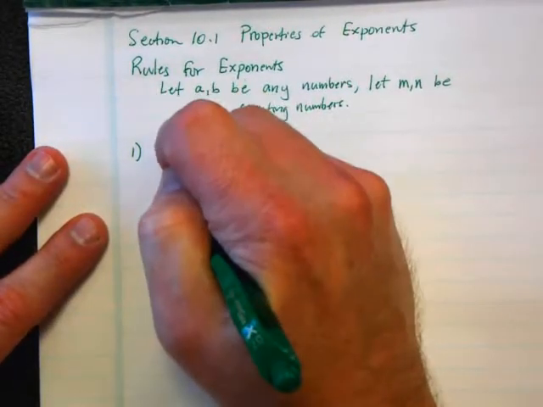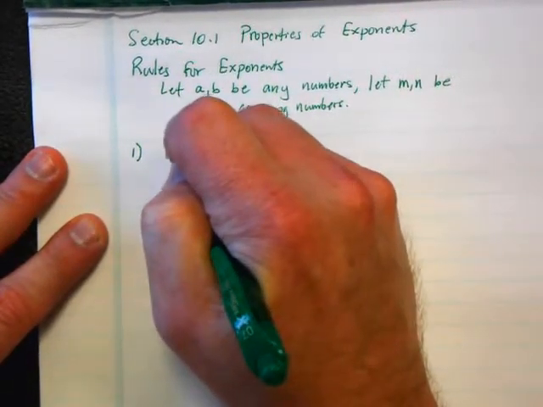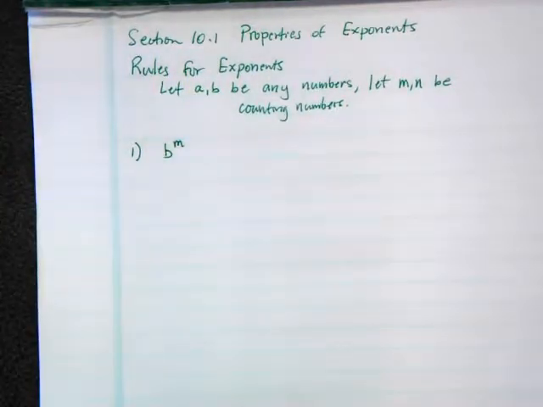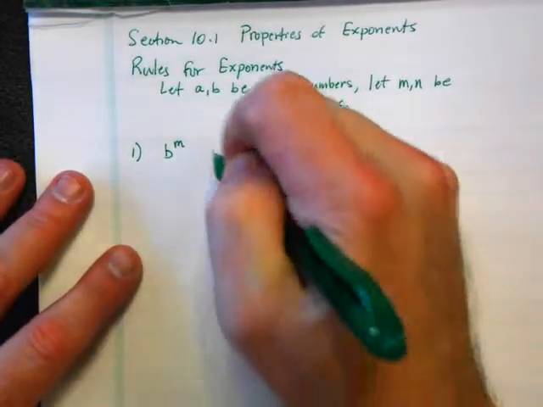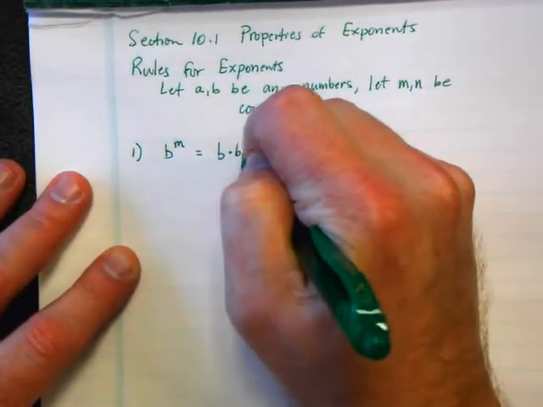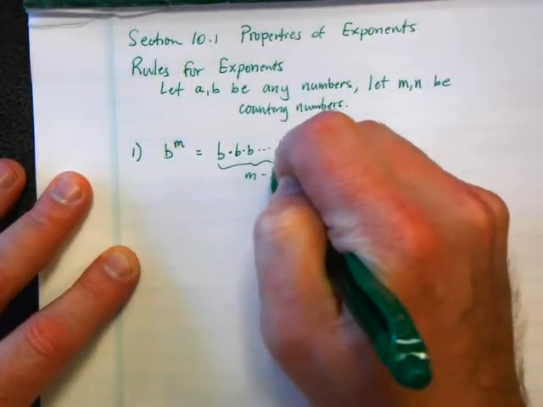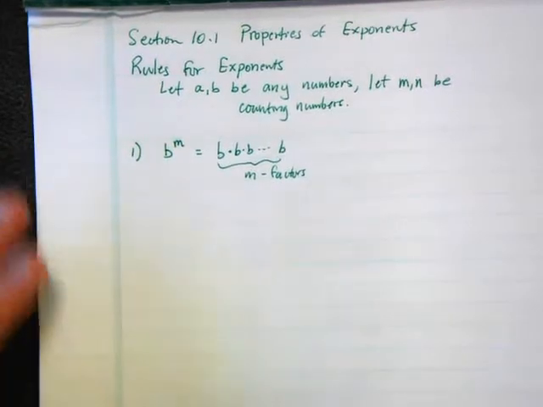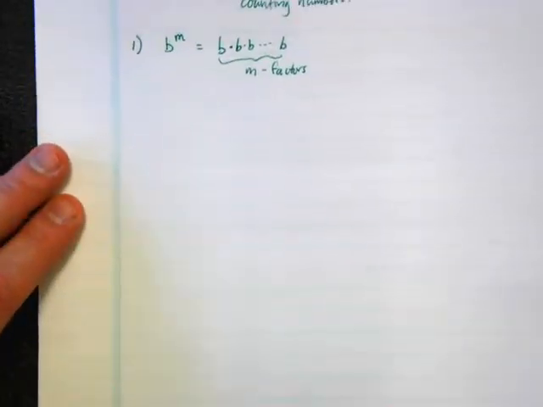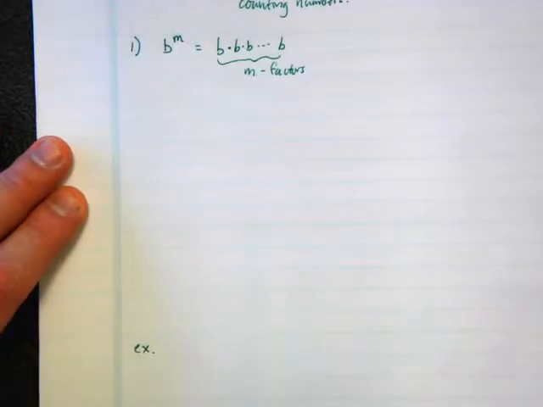What if I take B and I raise it to the power M, where M is a counting number like 1, 2, 3, 4, 5. What does it mean to take something and raise it to a power? Multiply it by itself M times. So this means B times B times B times B. And we have M factors here. All right, so I'm going to leave some space to keep writing my list here. I'll start some examples down here.